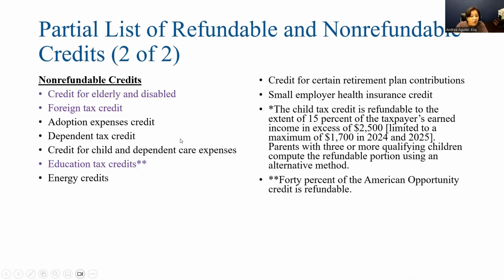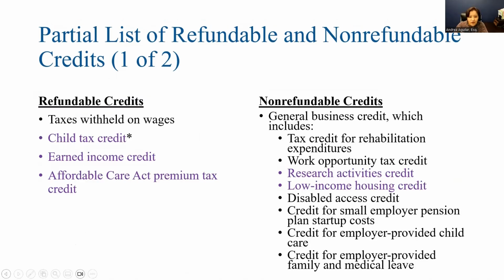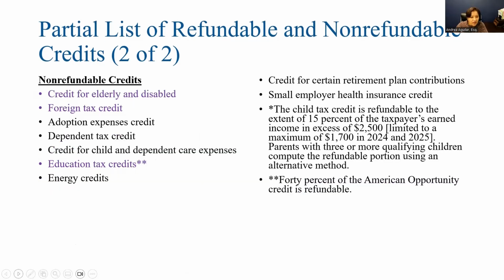Now, we have other non-refundable credits like the credit for elderly and disabled, the foreign tax credit, the adoption expenses credit, dependent tax credit, education tax credits, but not all of the education tax credits. Actually, the American Opportunity Credit is partially refundable and partially non-refundable, but we're going to cover that in a second. Energy credits as well.